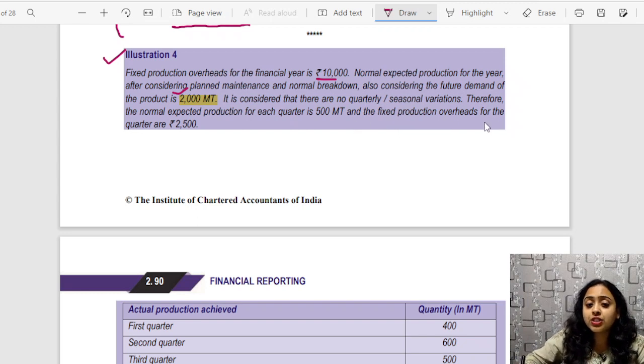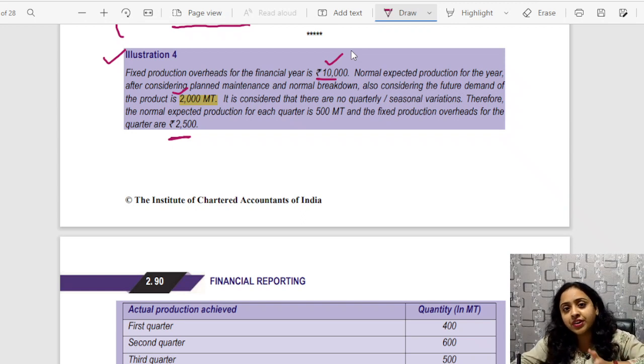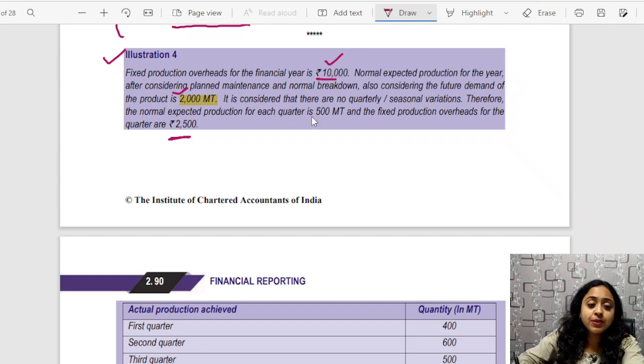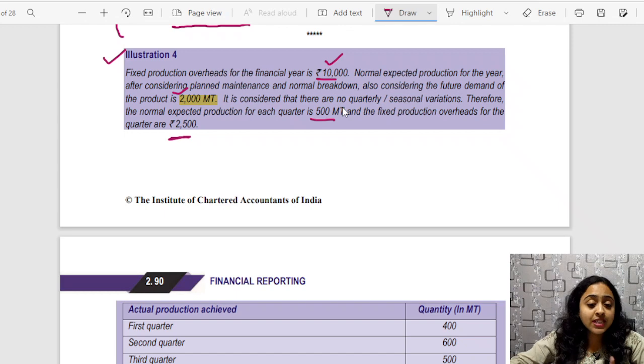The fixed production overhead for the quarter is 2500. So this is 10,000 in total. For each quarter it is equal, 2500, 2500, 2500 and 2500. And for production purposes it is 500, 500, 500, 500. This is all expected. What is actual? Let's see.